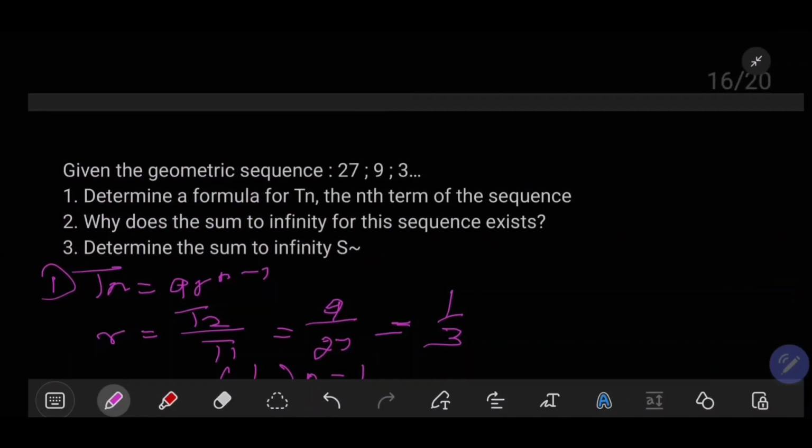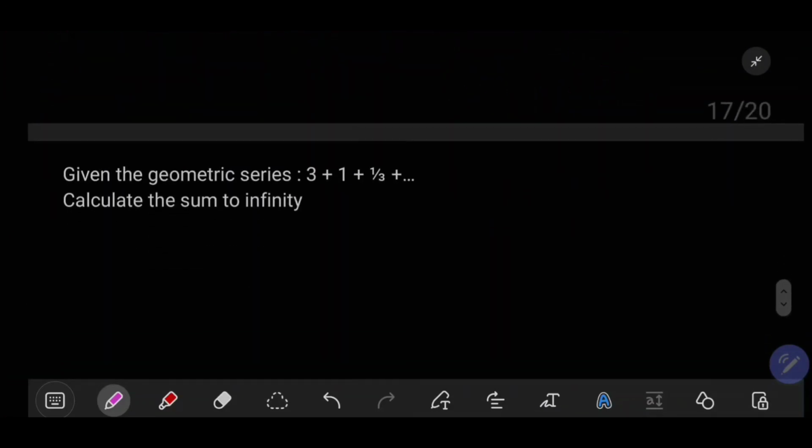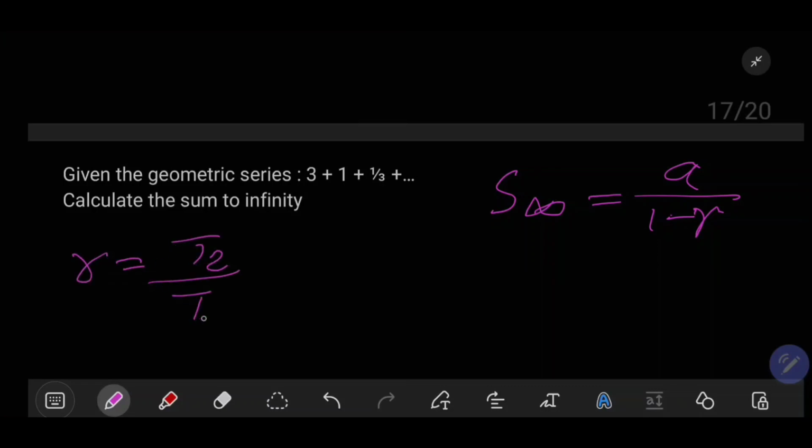We can check another example. You are given a geometric series: 3, 1 and 1/3. They want you to calculate the sum to infinity. The sum to infinity formula, we know, is a over 1 minus r. The a is the first term, which we already know. Then what is r? r is given by T2 divided by T1.